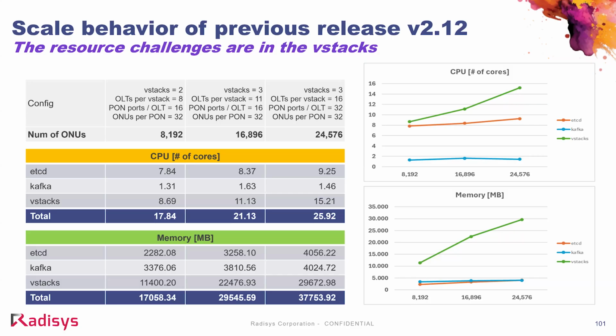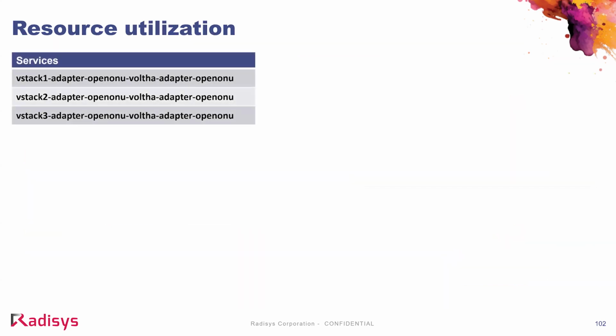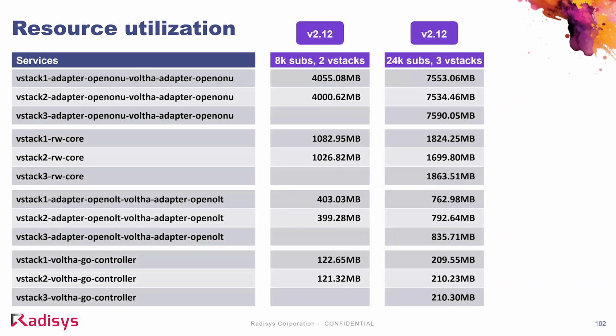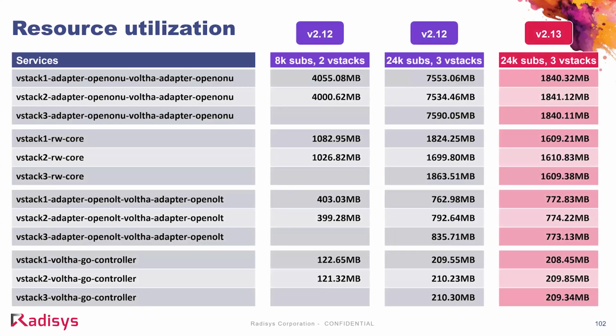So the concern was the memory, and what we have improved on. This was 2.12, and this is 2.13. If you see, the main resource consumption was from the ONU adapter. We have literally gone down from 7 gigs to 1.8 gigs per stack, I mean per instance. So it's somewhere around 70% reduction.